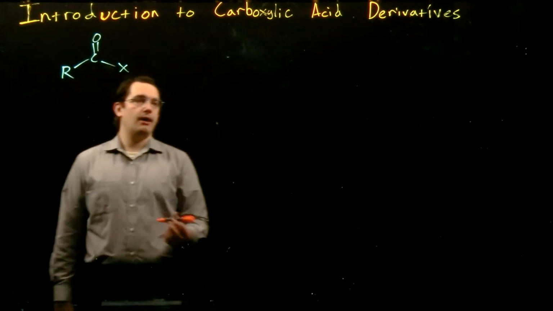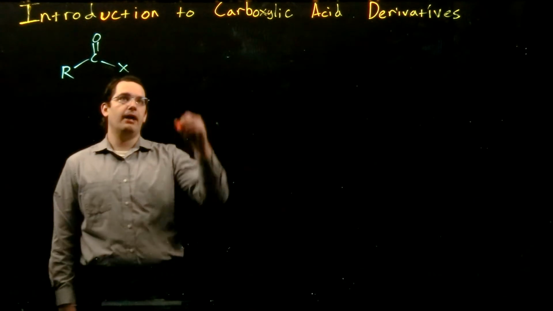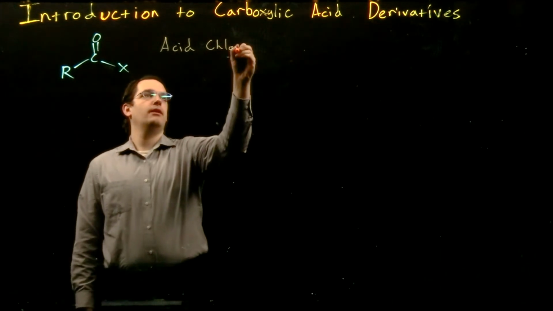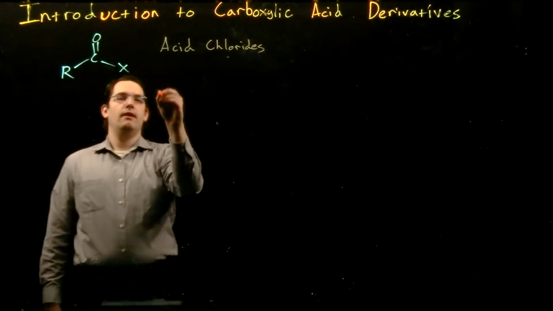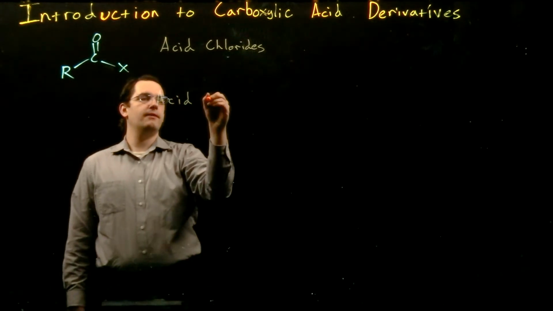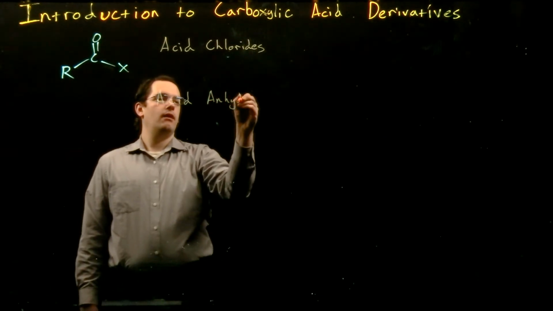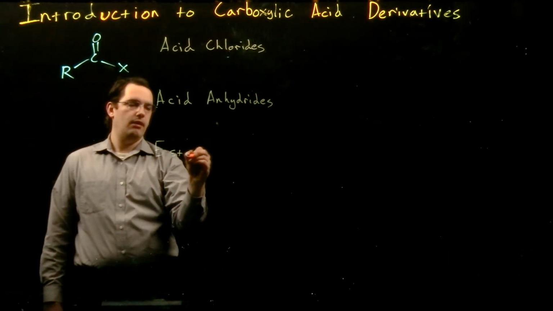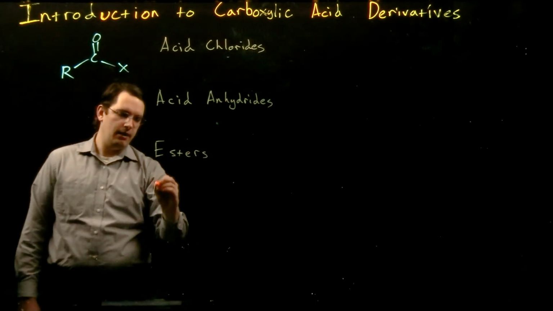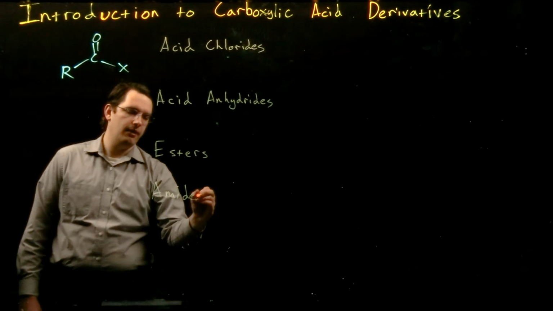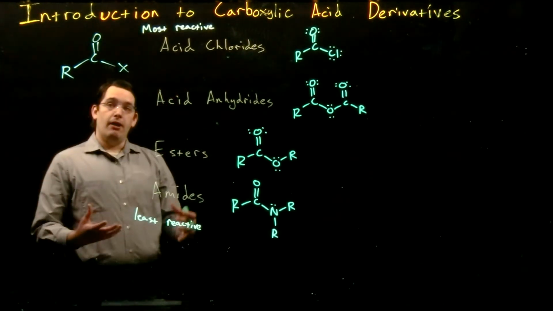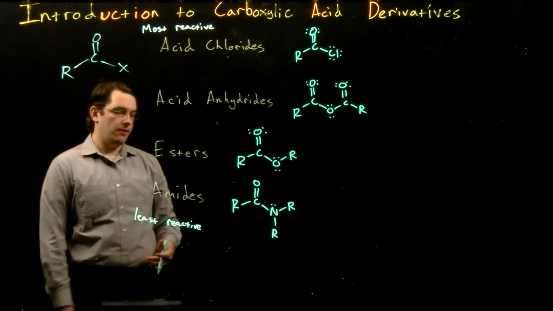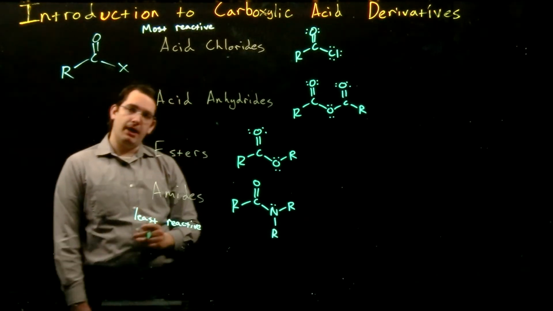So our individual carboxylic acid derivatives can be ranked according to their overall reactivity. At the top we have our acid chlorides. These are the most reactive. Then we have our acid anhydrides, followed by our esters, and followed by our amides as the least reactive of our carboxylic acid derivatives. Now, in order to understand this reactivity ranking, we of course need to take a closer look at our overall structures. Let's start down here at the bottom with our amides.